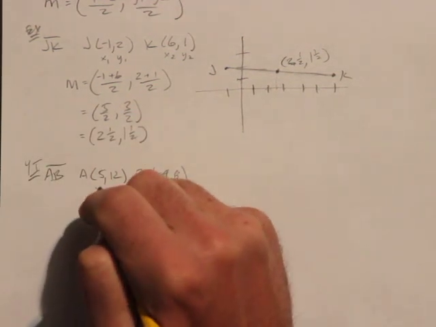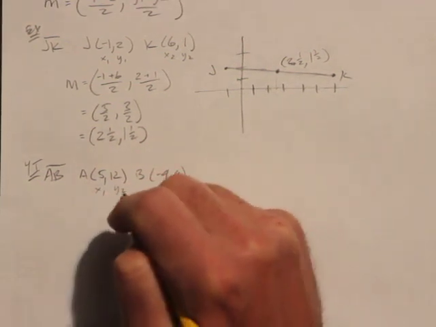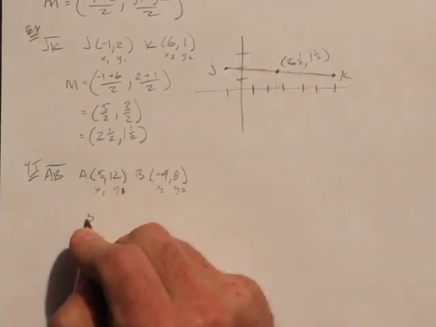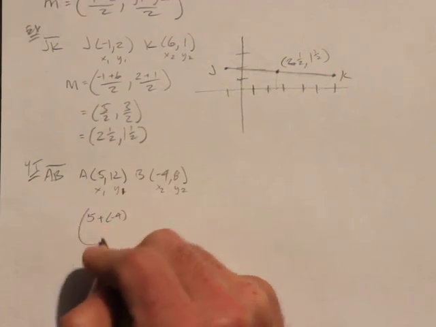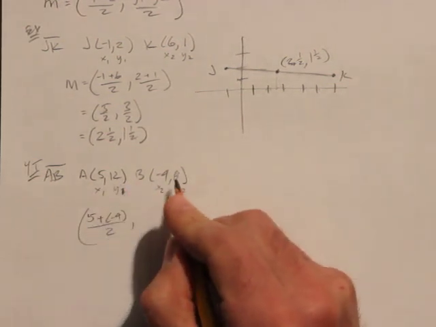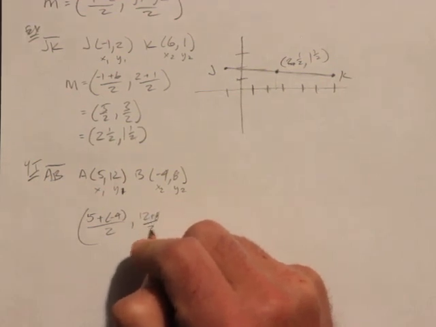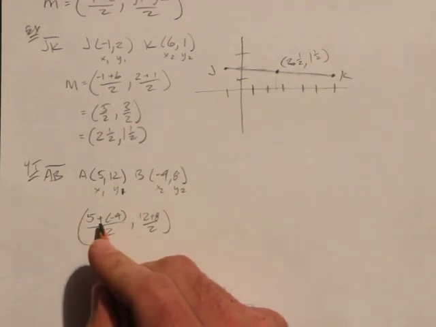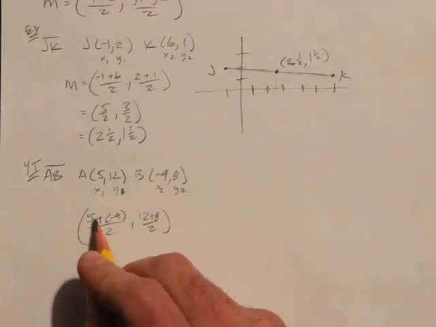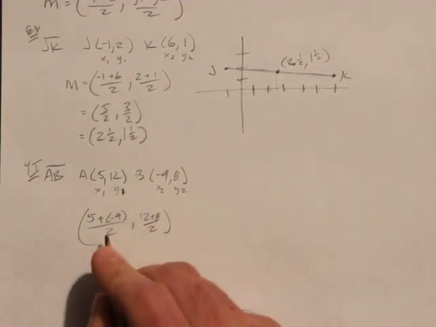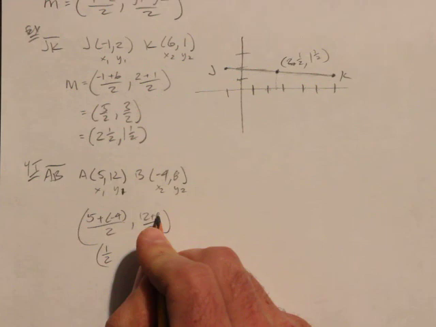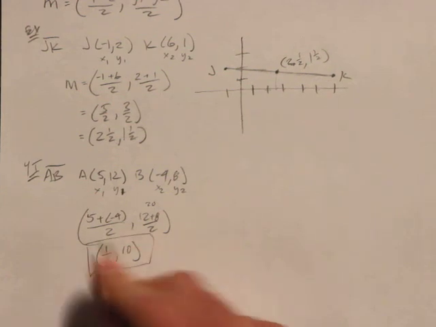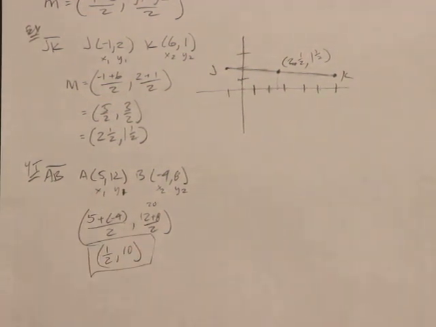I'll do the work real quick here. I'm going to label first, x1, y1, x2, y2. Add the x's together, 5 plus -4 over 2, and then 12 plus 8 over 2. My x's divided by 2, my y's divided by 2. So I get, did I do something wrong here? Oh yeah, no, that's right. 5 and negative 4 is 1, so that's 1/2. 12 plus 8 is 20. 20 divided by 2 is 10. So my answer is 1/2, 10.